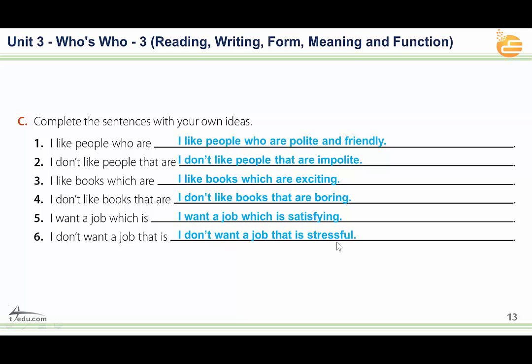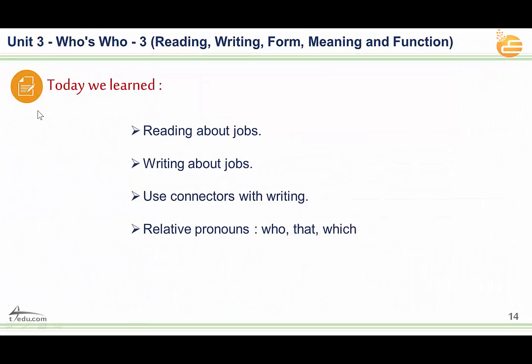Okay? Excellent. Okay, so today we learned reading about jobs, writing about jobs. Of course, we talked a lot about jobs. Use connectors with writing. Connectors, when I say connectors, I mean and, but, and because. Relative pronouns, who, that, and which.